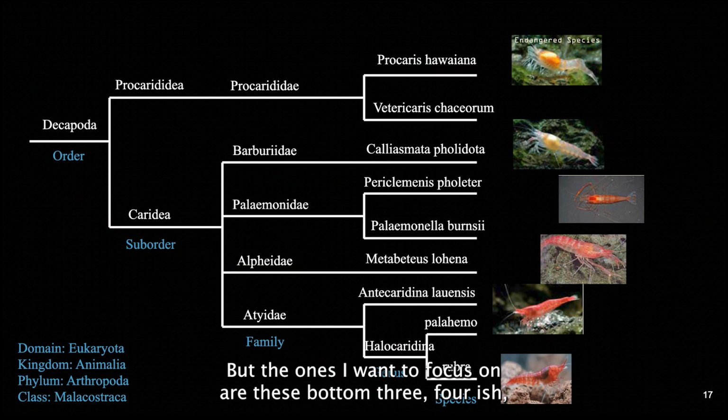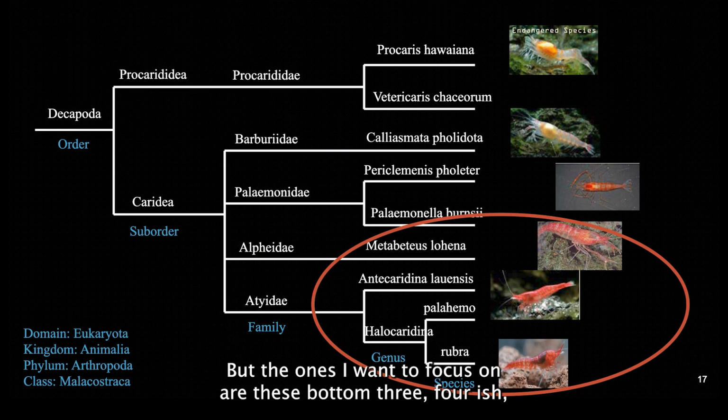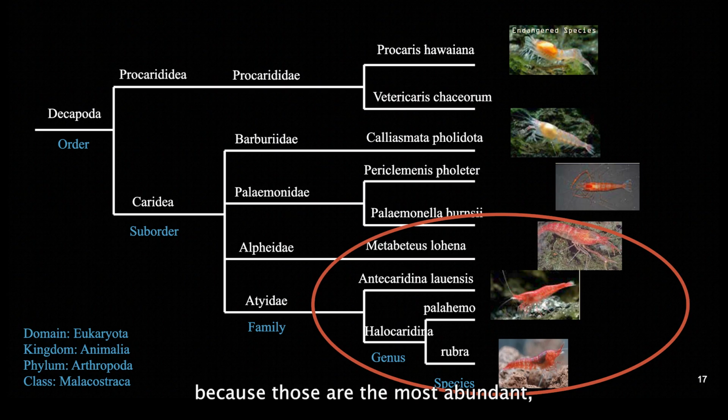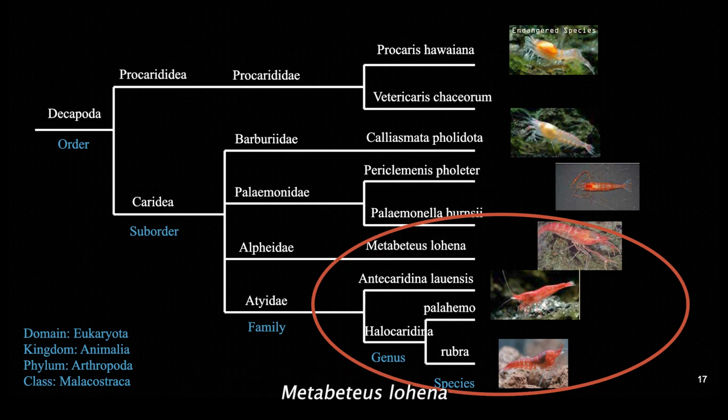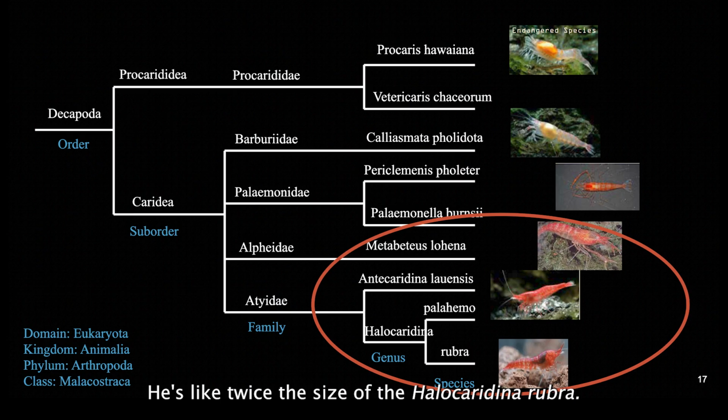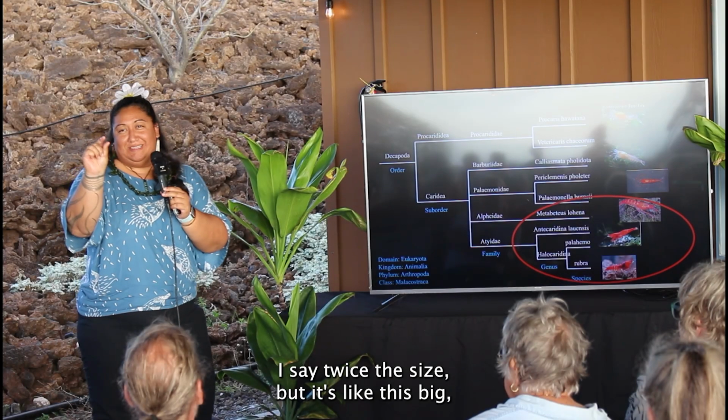But the ones I want to focus on are these bottom 3, 4-ish, because those are the most abundant ōpae'ula species that we have. So they're in the families Alphiidae and Aetiidae. Alphiidae only has 1, and I think everybody kind of knows this guy, the Metabetaeus lohena. He's like twice the size of the Halocaridina rubra. I say twice the size, but he's like this big.